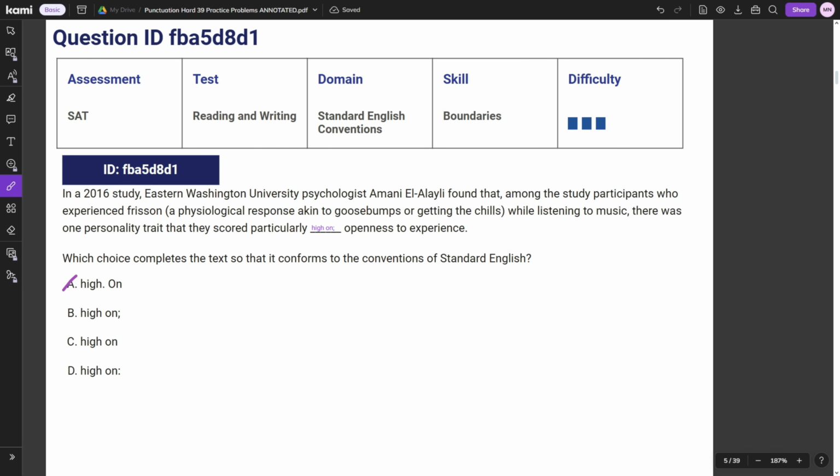Alright, so I went ahead and plugged in answer choice B, and now we have a semicolon. And just like a period, a semicolon connects 2 independent clauses or 2 complete sentences. So let's check everything after our semicolon and see if that's a complete sentence.